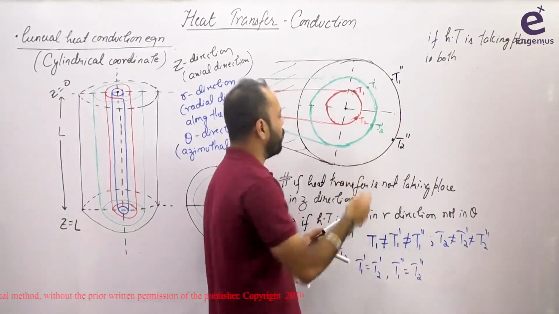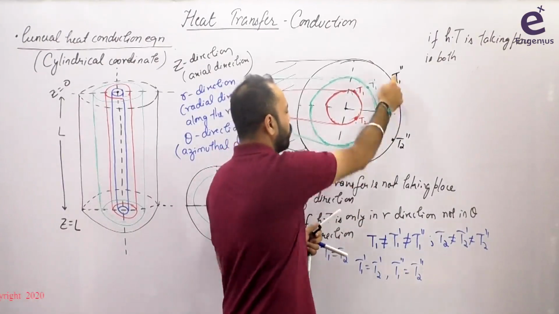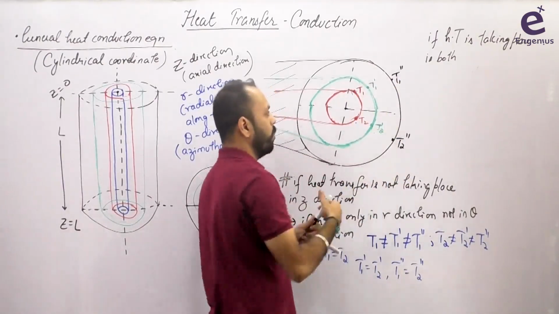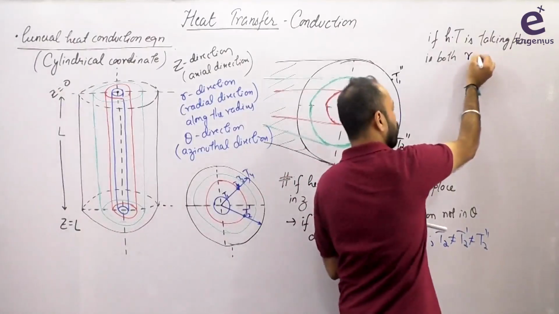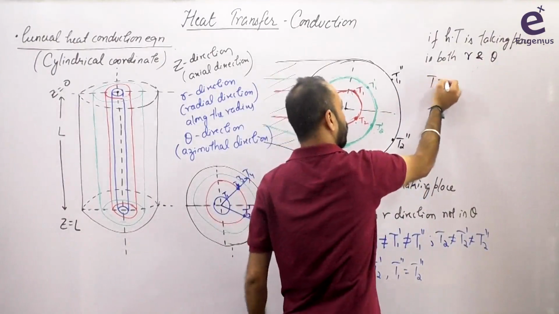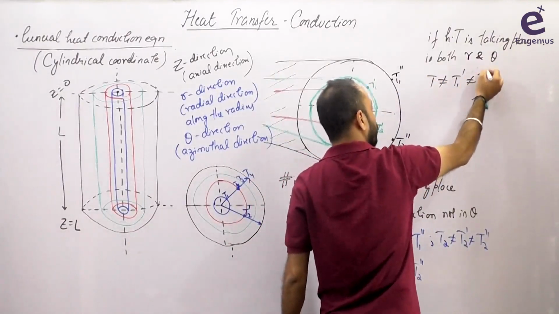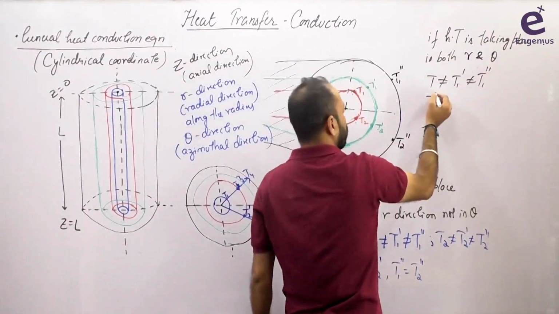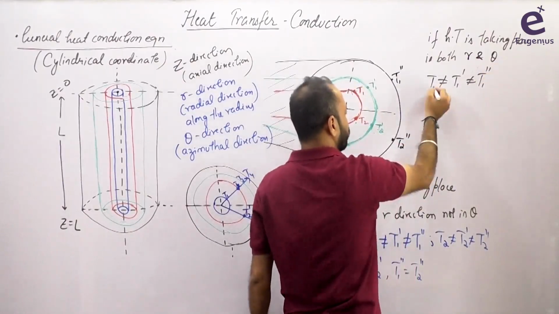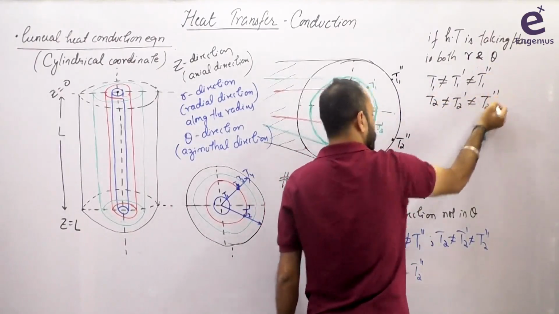If it is taking place only in theta direction, these two will not be equal, and this will be equal. If it is taking place in both R and theta direction, in that case all of them will be unequal. T1 dash they have to be unequal. भाई temperature gradient तो होना ही चाहिए ना. T1 dash, T2 will not be equal to T2 dash, will not be equal to T2 double dash.